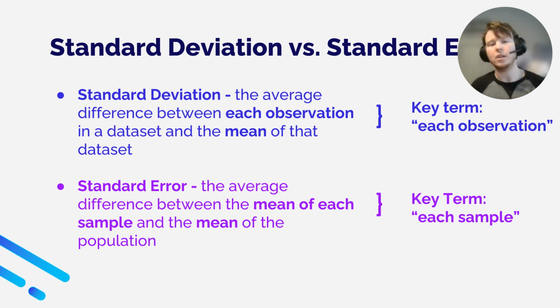Okay, I want to talk a little bit about standard deviation versus standard error, just as this has been confusing before. Standard deviation is the average difference between each observation in the data set and the mean of that data set. On the other hand, standard error is at the sample level. So this is talking about the average difference between the mean of each sample and the mean of the population as a whole. So standard error is more sort of the space we're operating in when we think about how different our sample could be from the true mean.